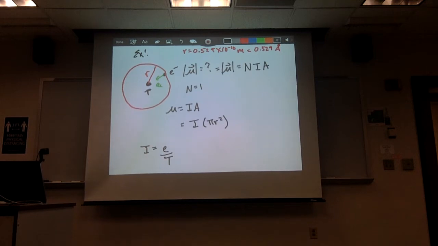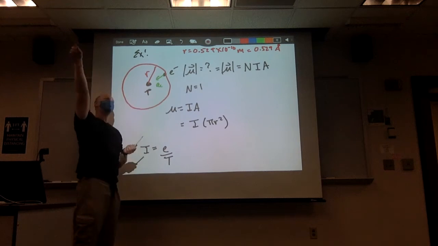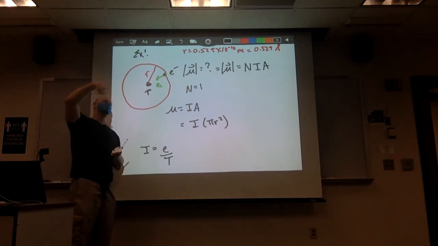I guess I'm a little confused because why wouldn't it just go linearly to the proton? Oh, that's for the same reason why the moon orbits around the Earth. It's all because of its linear momentum.